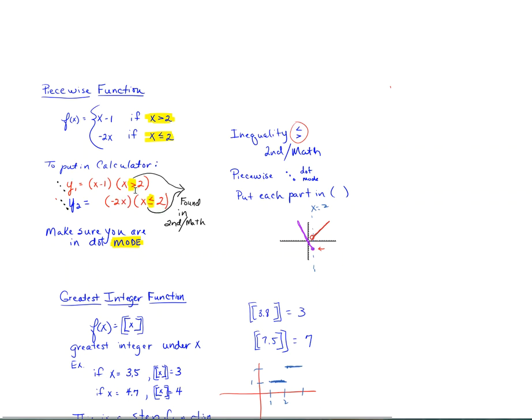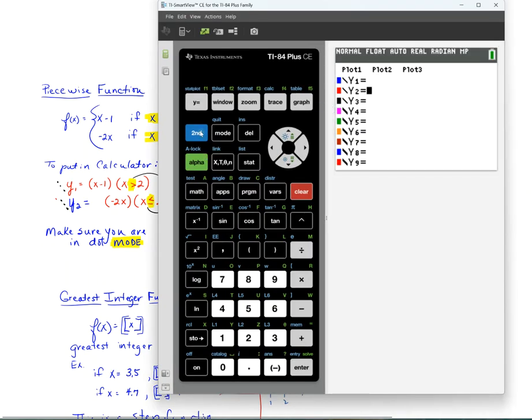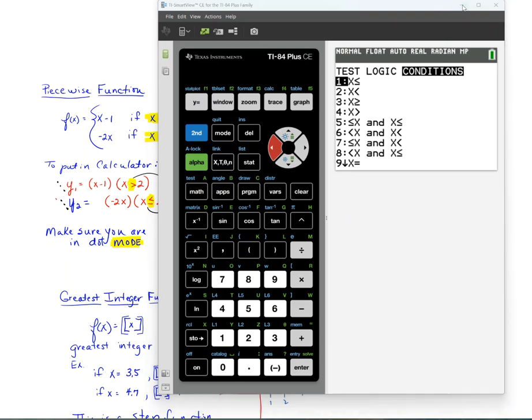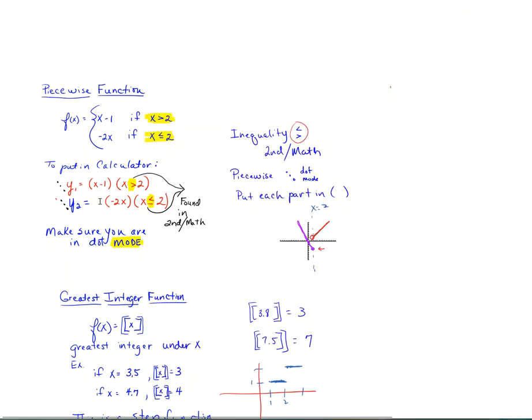Now, where do we find these inequality symbols? Second and math on the calculator. Let me pull the calculator up here. So if we do second and the math, we have all of the inequality symbols. So they would be right there. All right? So the other thing you want to make sure is that you put it in dot mode. Dot mode. It tells you that right here.